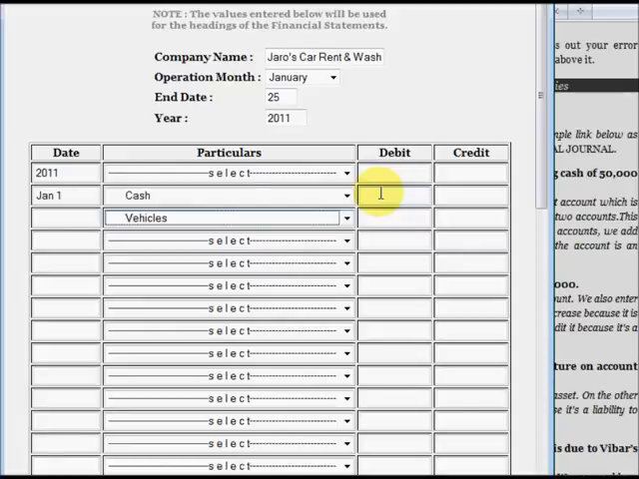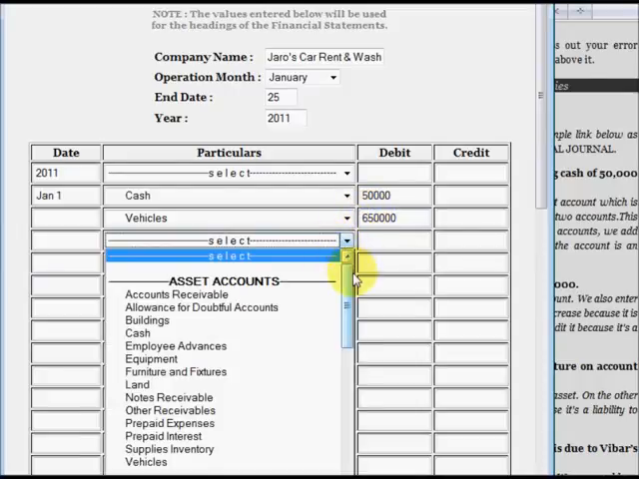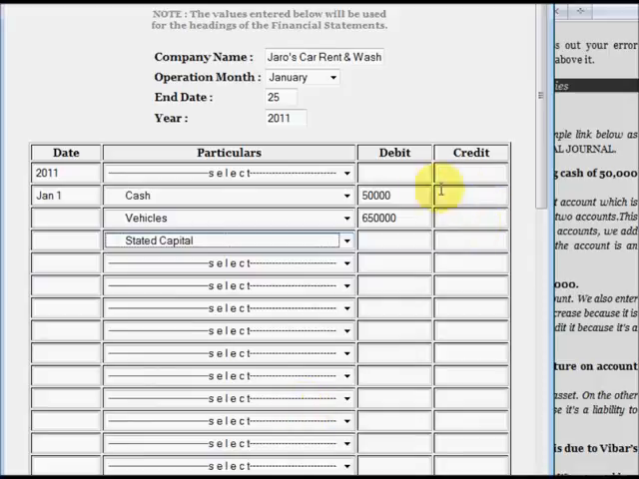You will notice that the first entry has more than one debit account, which is cash and cars. These accounts are both assets, so we debit these two accounts. This journal entry is called a compound entry. So cash 50,000 and 650,000 for vehicles. After entering the two accounts, we add another entry, which is capital account, and we credit it because the account is an owner's equity type. So 50,000 plus 650,000 is 700,000.